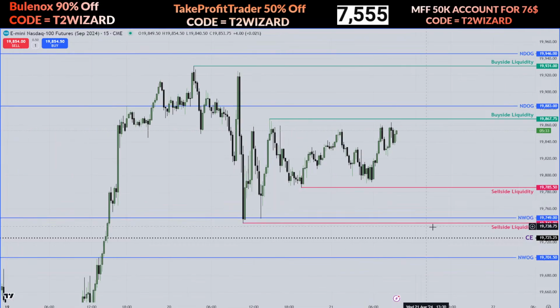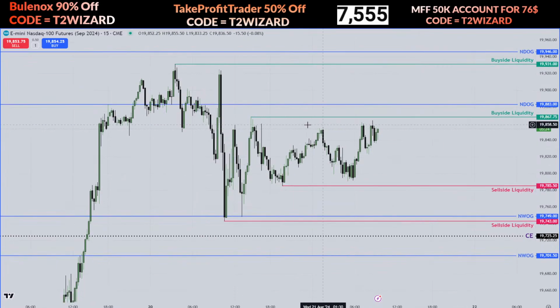Right now I have this sell side liquidity inside this new week opening gap. I have this buy side liquidity inside the new day opening gap. Below this new day opening gap, buy side liquidity. Above this new week opening gap, sell side liquidity. This is the lowest probable area to trade.